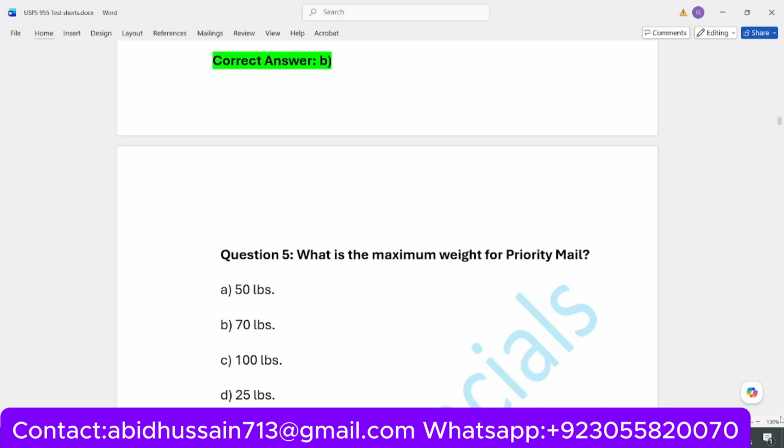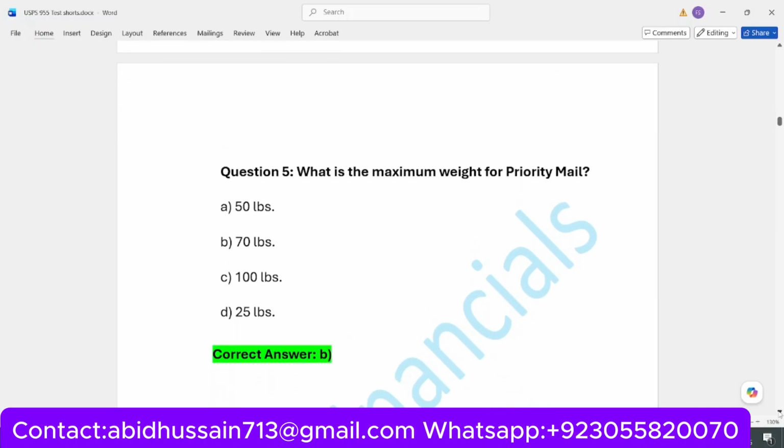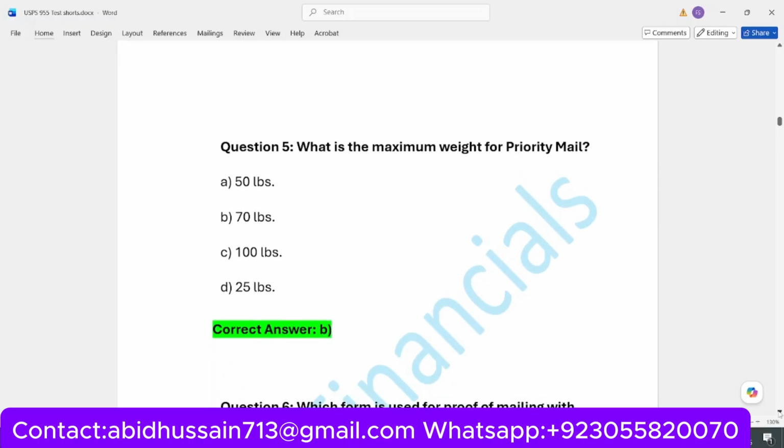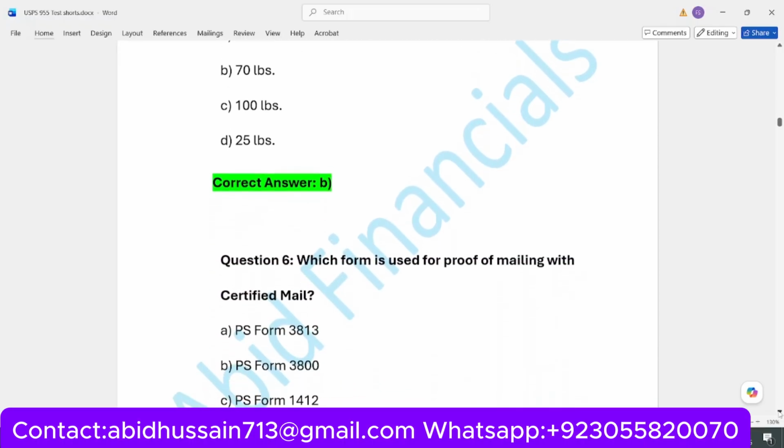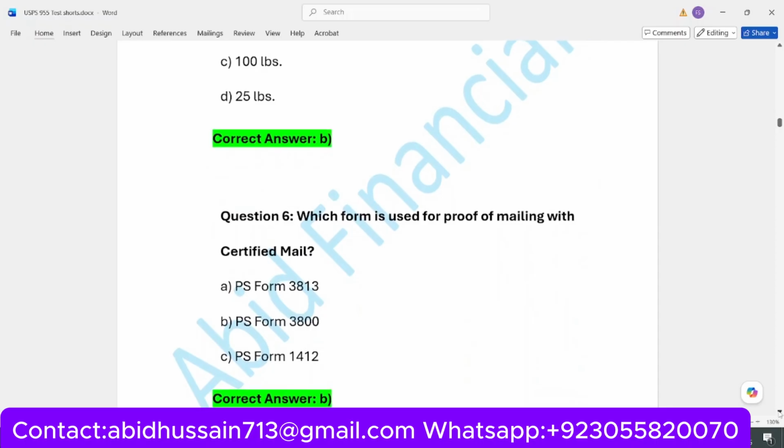Number 6, which form is used for proof of mailing with certified mail? Option A, PS Form 3813, B, PS Form 3800, C, PS Form 1412. The correct option is option B, PS Form 3800.